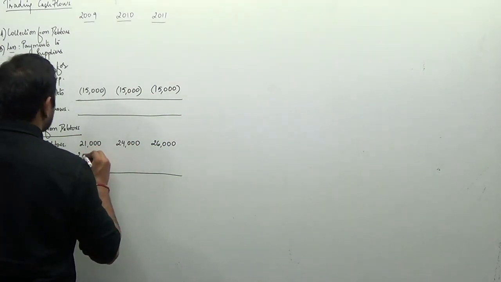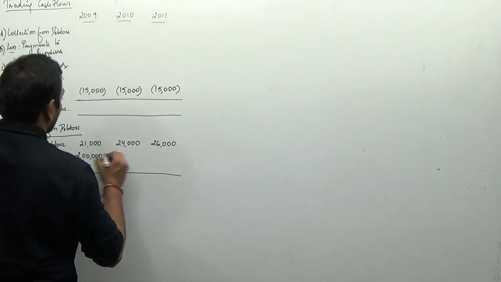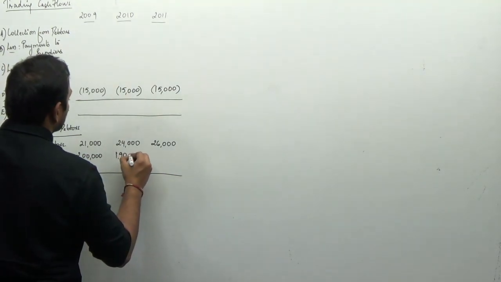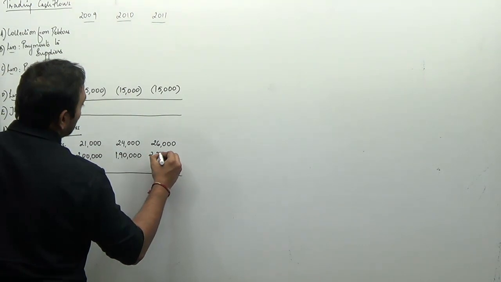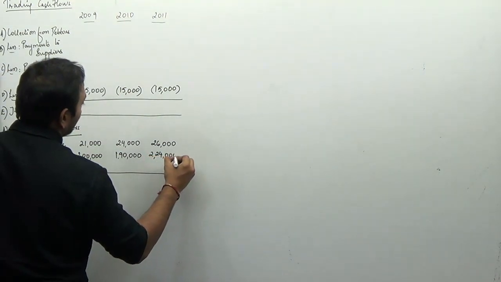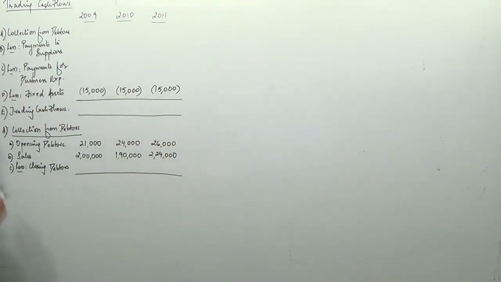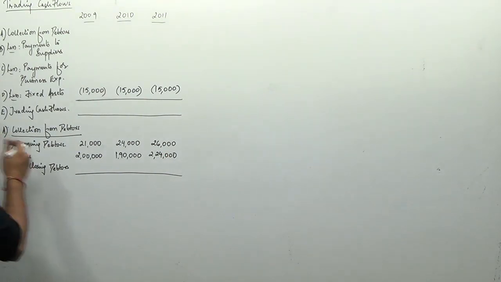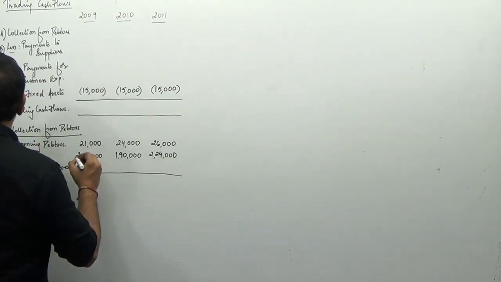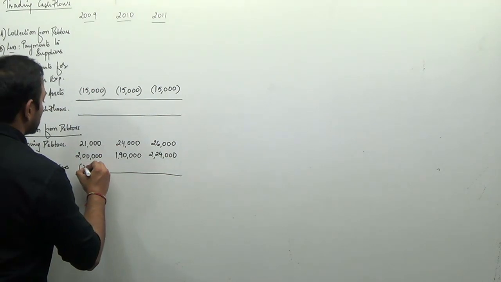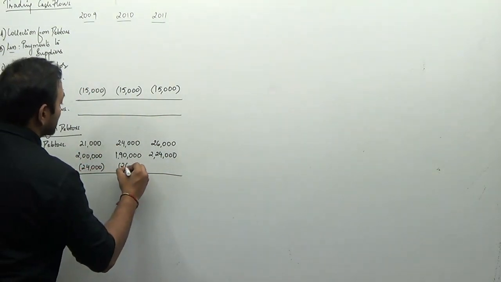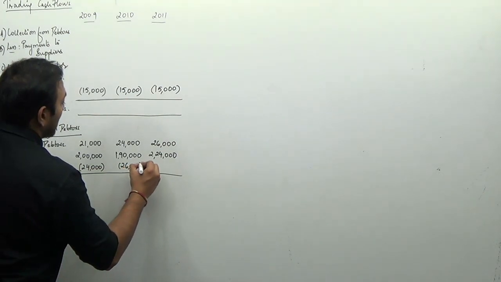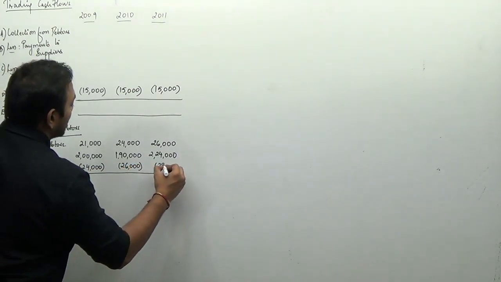Sales are 2 lakhs, 1,90,000 and 2,24,000. Reduced by the closing debtors, 2009 closing debtors are 24,000, 2010 closing debtors is 26,000 and 2011 closing debtors is 28,000.